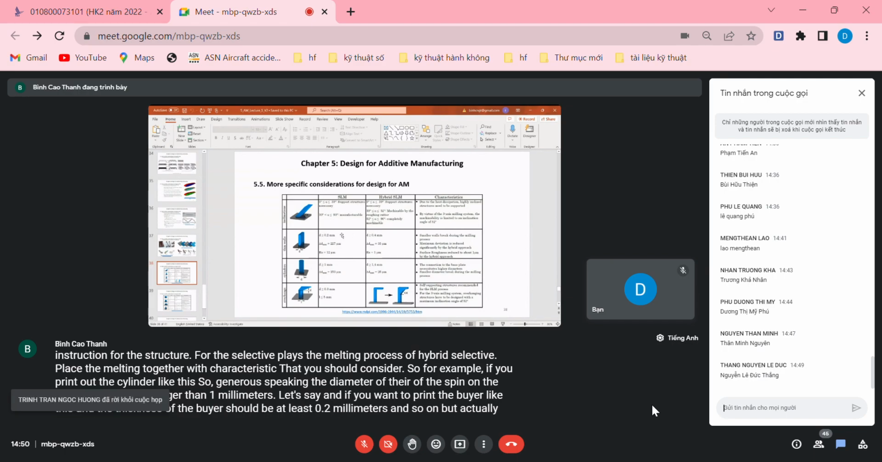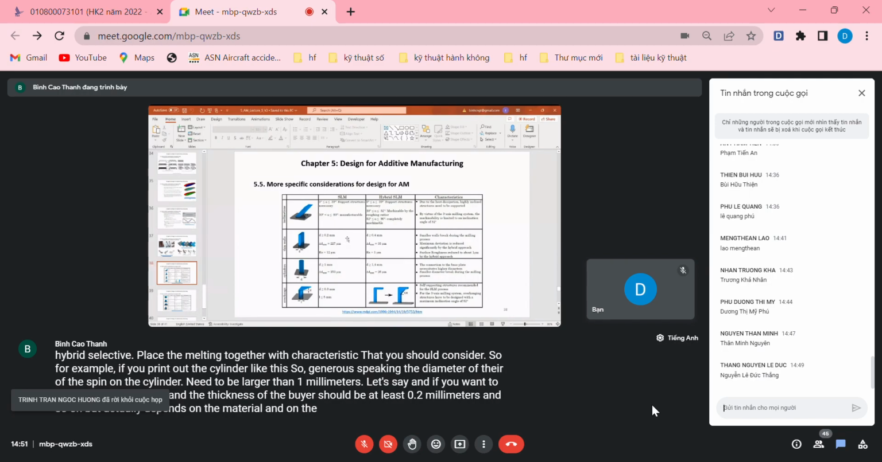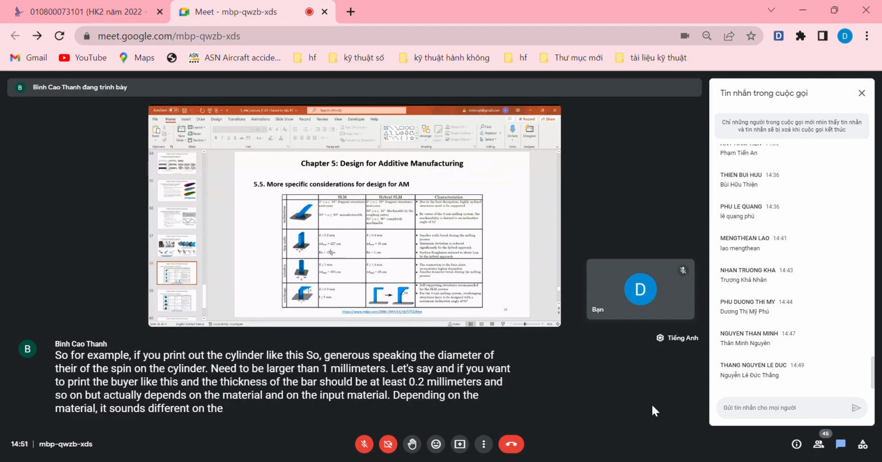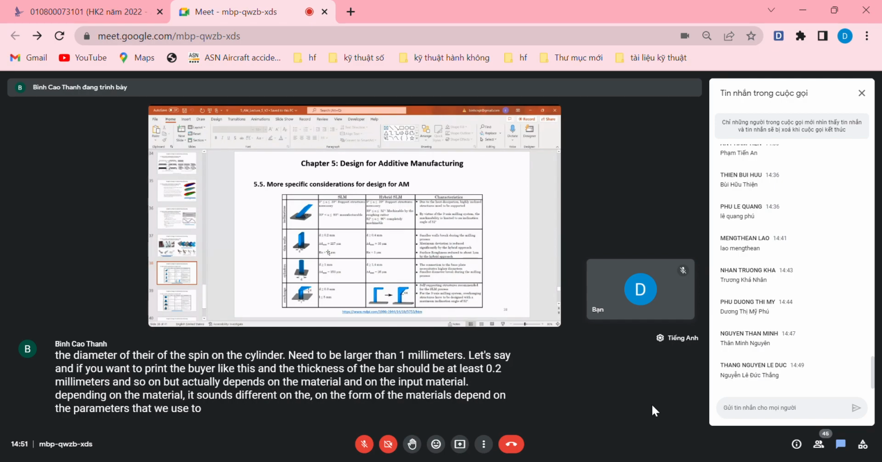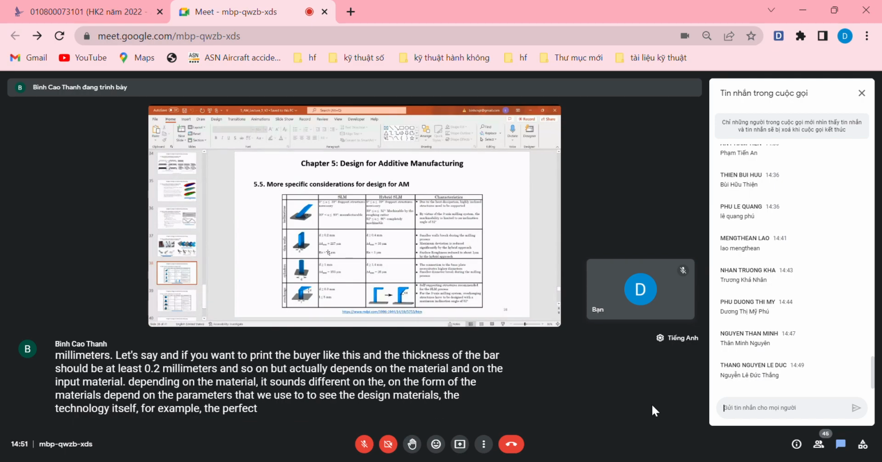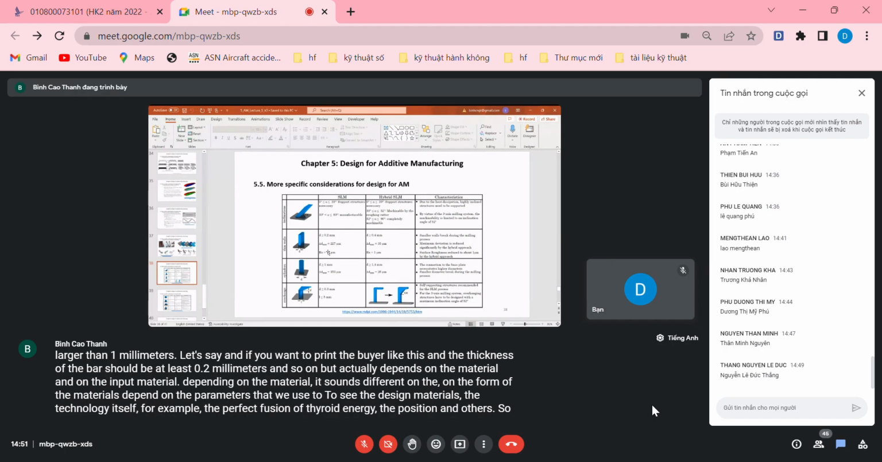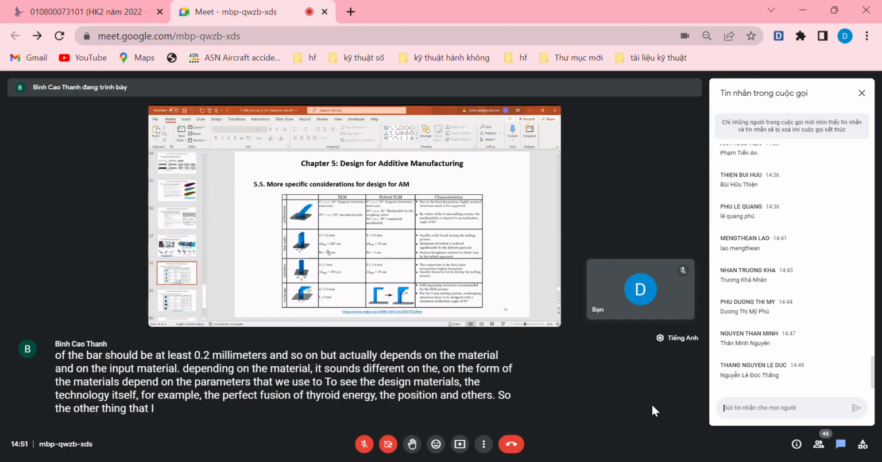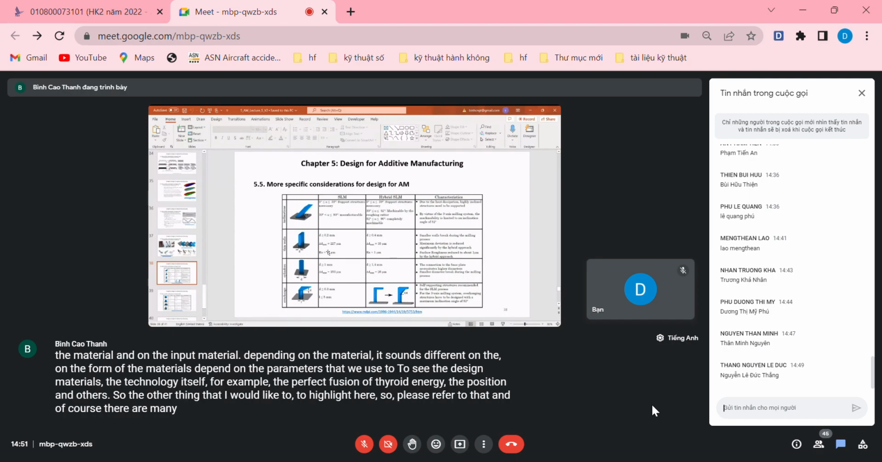But it actually depends on the material, on the input material, on the form of the material, on the parameters that you use to synthesize the material, and on the technology itself, for example, powder bed fusion or direct energy deposition, and others. So those are the things that I would like to highlight here. So please refer to that. And of course, there are many instructions online, and you could check.